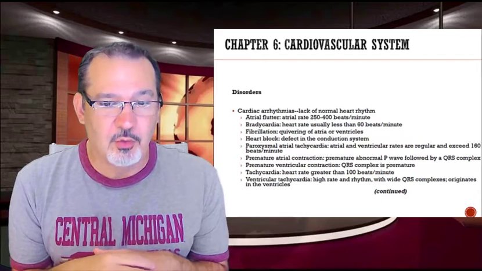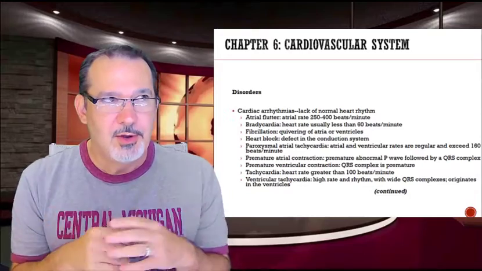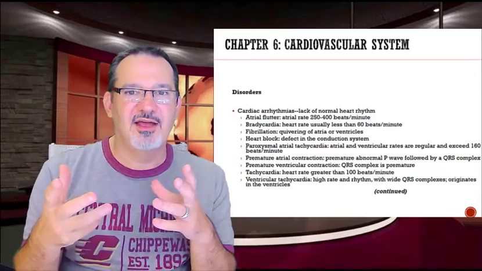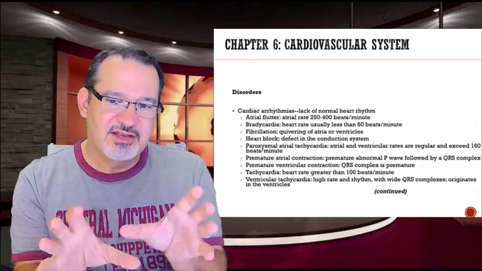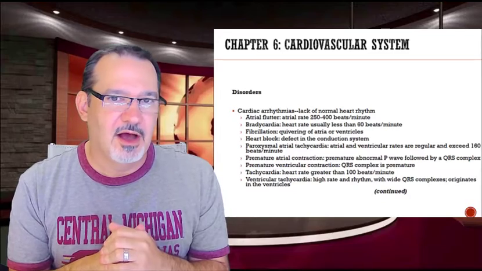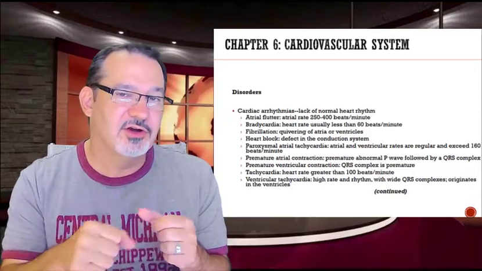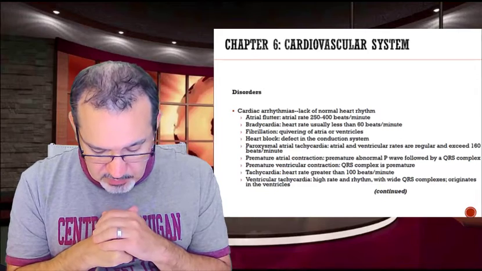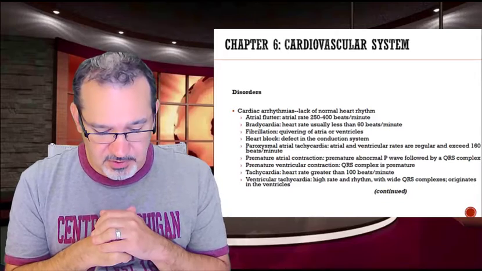Ventricular tachycardia, probably a good one. It says high rate and rhythm with wide QRS complexes. So when we talk about the EKG, PQRS and T, and then sometimes U, when we're looking at an ECG, a wide drawn out QRS complex indicates ventricular tachycardia, okay, rapid ventricular contraction, and that's potentially a deadly problem, okay. It's a potentially deadly arrhythmia that can kill somebody, okay.